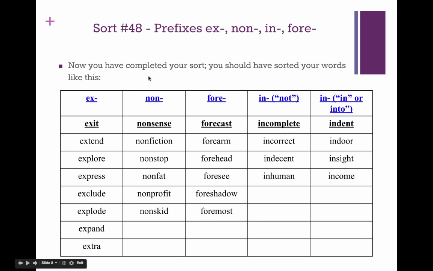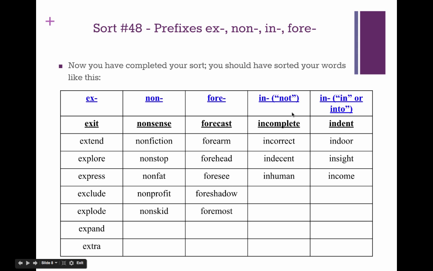All right, now that you've completed your sort, you should have sorted your words like this. In ex, you have exit, extend, explore, express, exclude, explode, expand, and extra. In non, you have nonsense, nonfiction, nonstop, nonfat, nonprofit, and non-skid. In fore, you have forecast, forearm, forehead, foresee, foreshadow, and foremost.